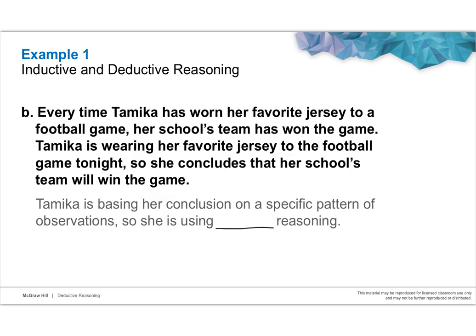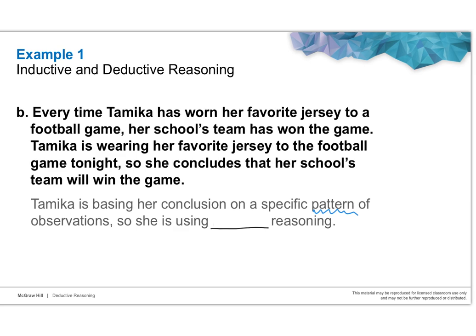In example one, part B, we have every time Tamika has worn her favorite jersey to a football game, her school's team has won the game. Tamika is wearing her favorite jersey to the football game tonight, so she concludes that her school's team will win the game. Now, Tamika is basing this conclusion on a specific pattern of observations, so she's using inductive reasoning.